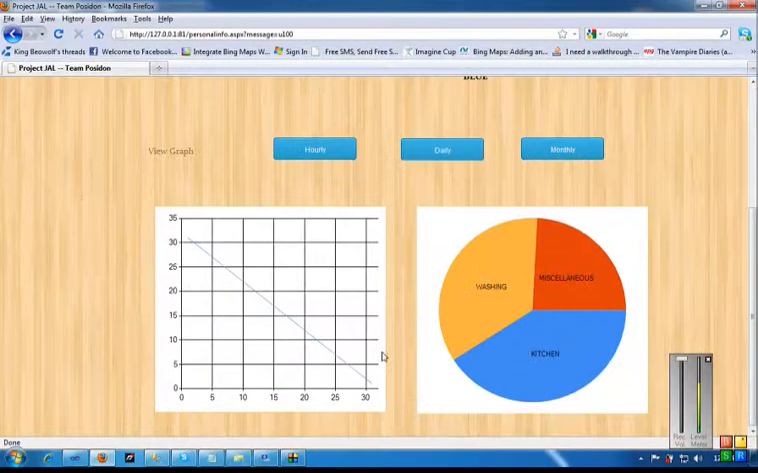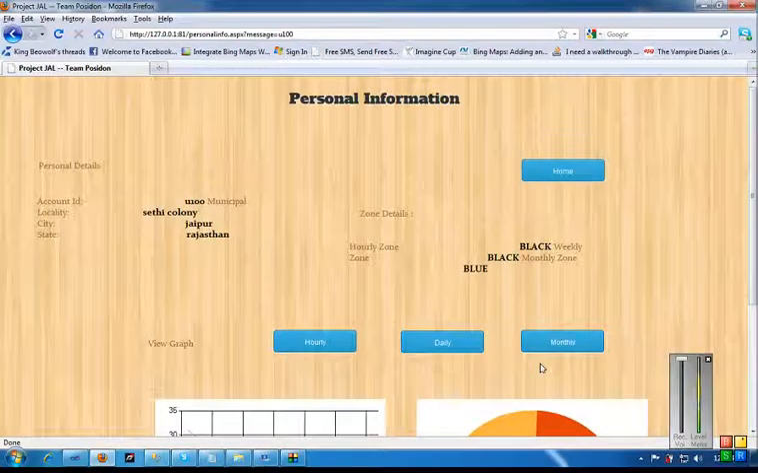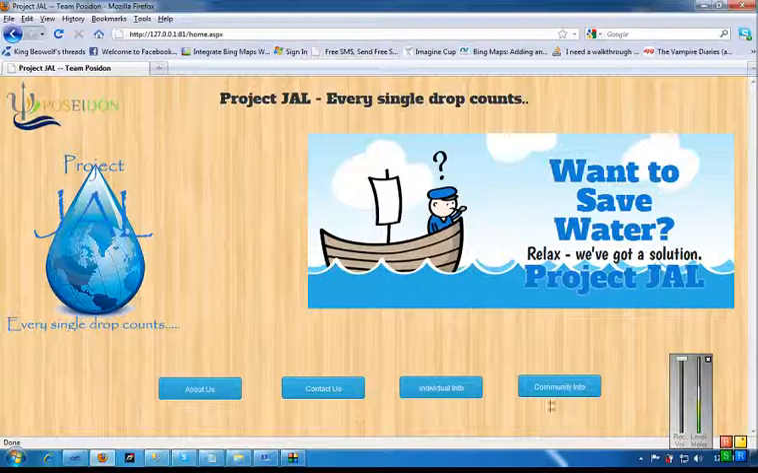In the daily graph, we can see for this particular user, the spline curve shows the amount of water he has been using over 30 days, as well as the sectoral distribution of that water usage over these 30 days. That comes from the flow sensors, from the washing tap, from the miscellaneous tap, and from the kitchen tap. But determining the individual usage of water is not sufficient for formulation of policies and equitable water distribution, and that's why we incorporate the community information in our application.